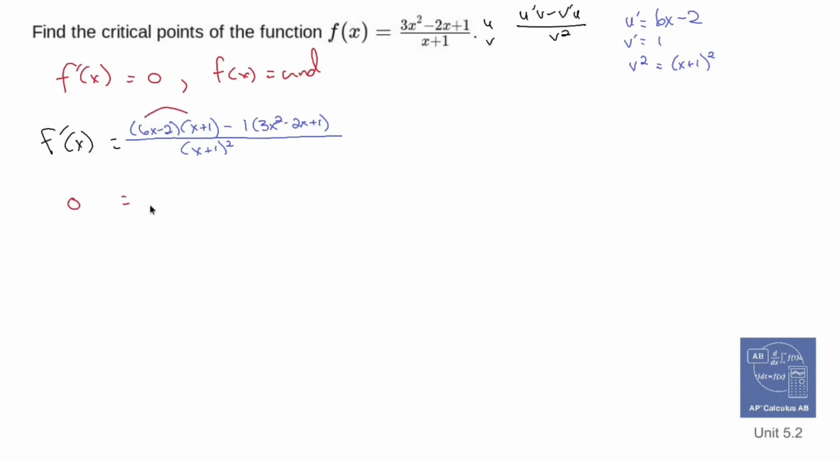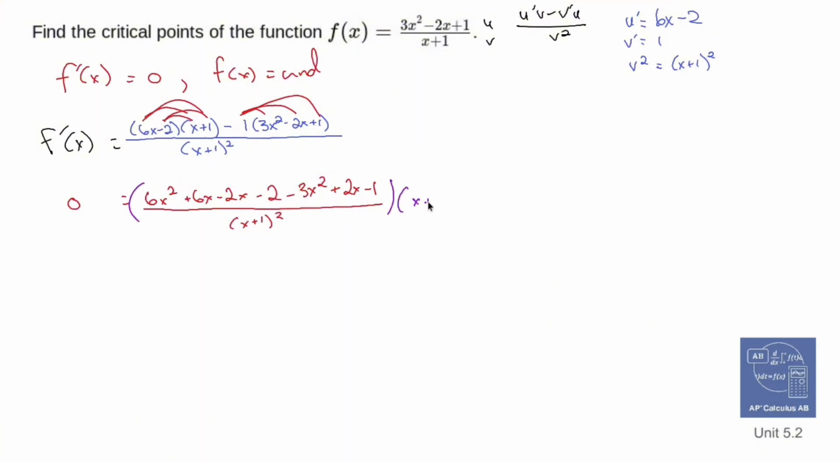We've got FOIL, so 6x squared plus 6x, right? Negative 2x, negative 2, distribute the -1, minus 3x squared, positive 2x, -1. And that's all going to be over x plus 1 squared. Now let's multiply both sides by x plus 1 squared. And you'll realize, wait a minute, that just makes it go away. That's kind of the point, because we don't need a denominator where we're finding zeros.